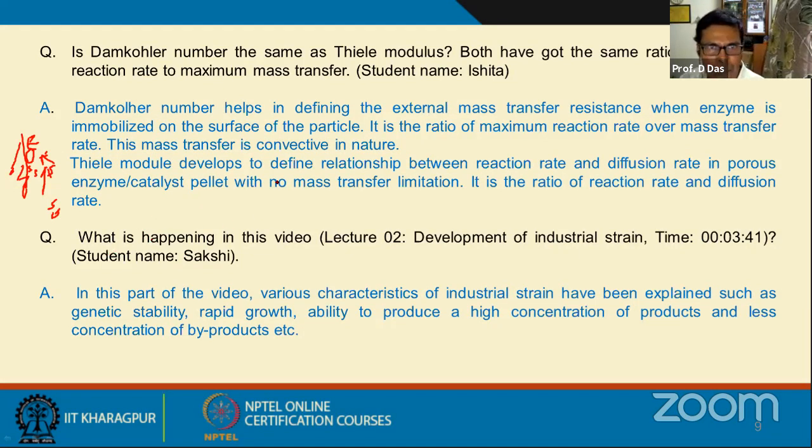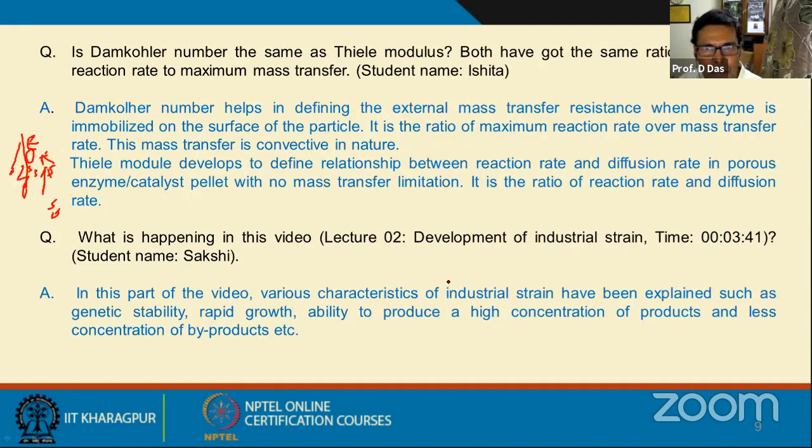While the Thiele modulus defines the relationship between the reaction rate and the diffusion rate, not maximum. The reaction rate and the diffusion rate in a porous catalyst or pellet with no mass transfer limitation. It is the ratio of reaction rate and the diffusion rate. I hope you will get the answer.